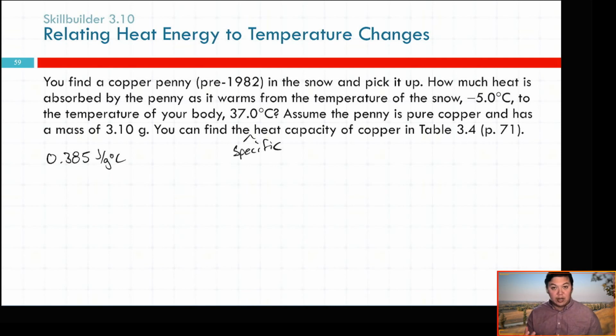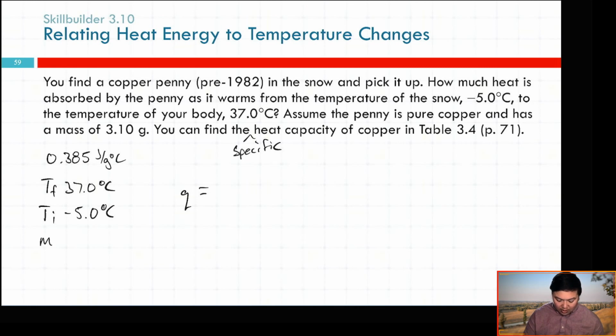All right, so we're just going to use that equation that we had on the previous page because we want to know the amount of heat that we're producing. We can write over here too, right? T final is going to be 37.0 degrees C. Our T initial is -5.0 degrees C. And the mass of the penny, so M, is going to be 3.10 grams.